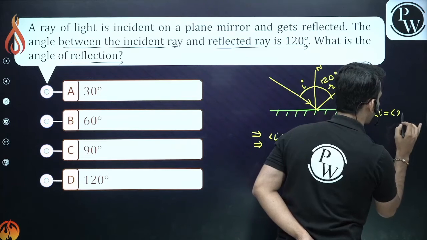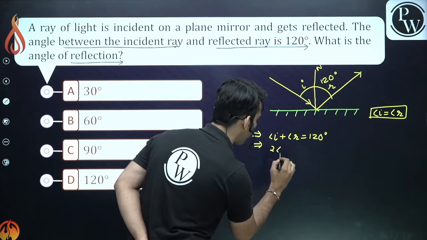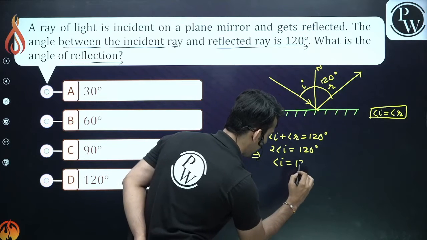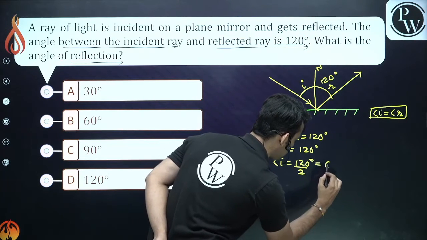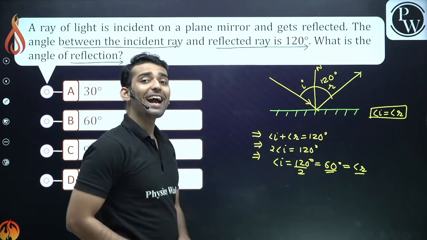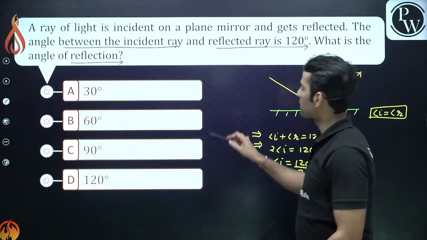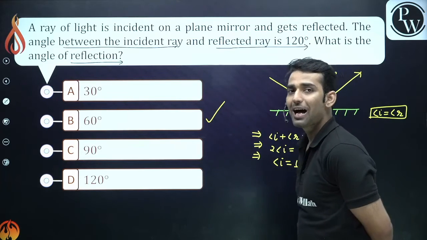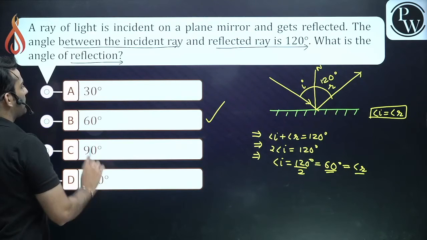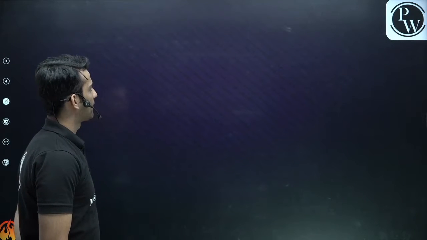Okay guys, now I is equal to R. Can you recall the law of reflection? I is equal to R. So twice I is equal to 120 degrees. So what is I here? I is 120 by 2, which is 60 degrees, and this will also be equal to R. So I and R are both equal to 60 degrees. Clear? So what is the correct option? Option B. I and R both are equal to 60 degrees. Clear guys? Very basic question. Write it down, then we will move on. Okay, let's move on.